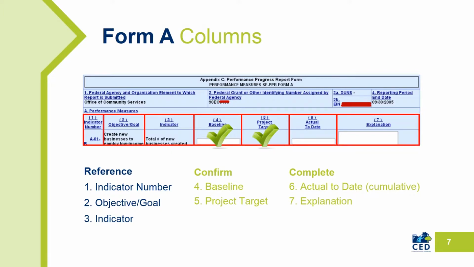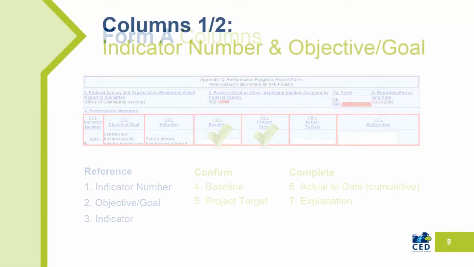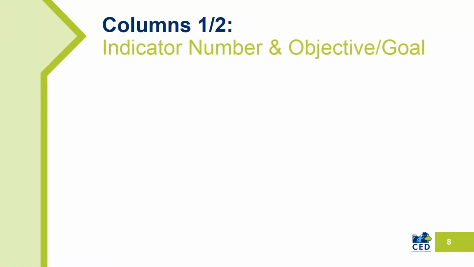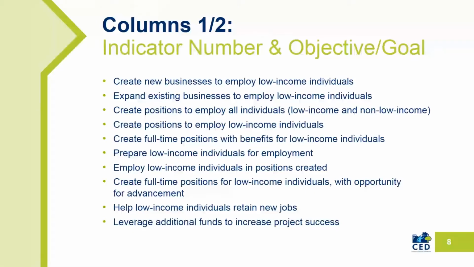Column 7 is the explanation field. The explanation you enter here should be short. Form B gives you the opportunity to add more details. Now we will go through each column. Indicators are organized by these objectives, which are listed in column 2, and each indicator has a unique indicator number, which is listed in column 1.